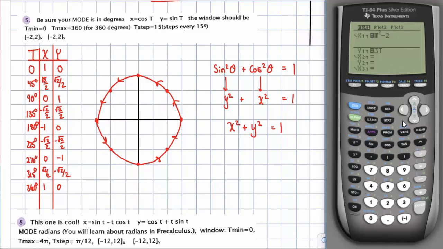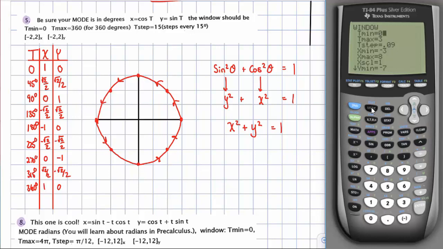And again, we can graph this, not a big deal. Just plug in everything that you're being given here. First off, your equations, you have cosine t. So cosine t, you have sine t. And once you have those, we want to go to our window. Our t min is 0.